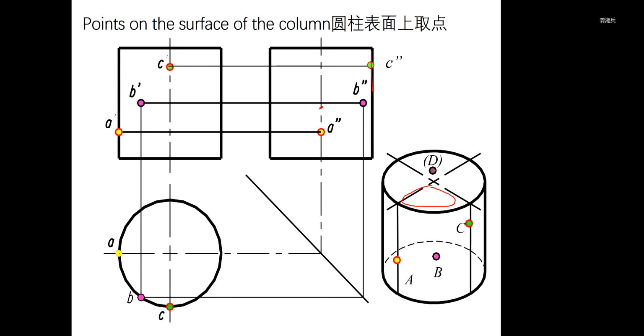D is on the top, sorry, D is on this part, on the surface. Remember, on the surface, not in the inner part of the solid. So D is on the surface, so D should be in this one. You can get D there, because in this direction you can see it from this direction. So D is not visible in the W projection. So this is the answer.